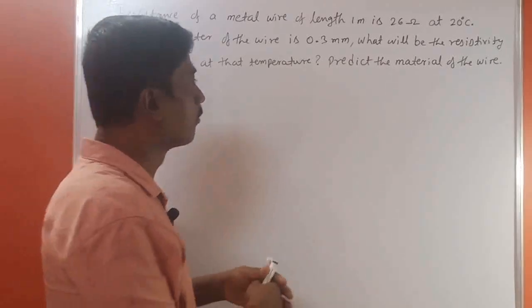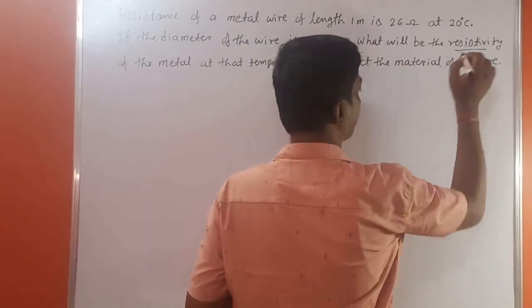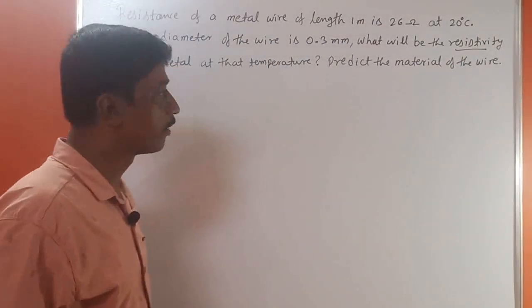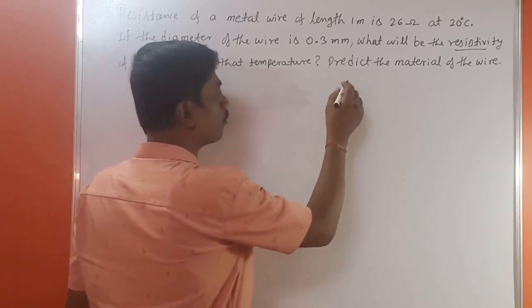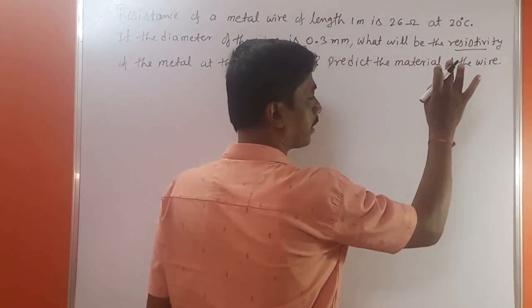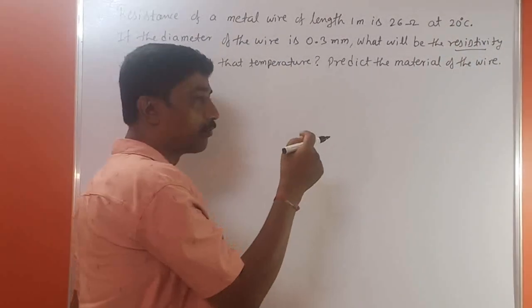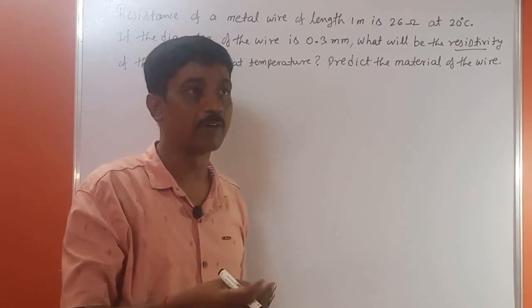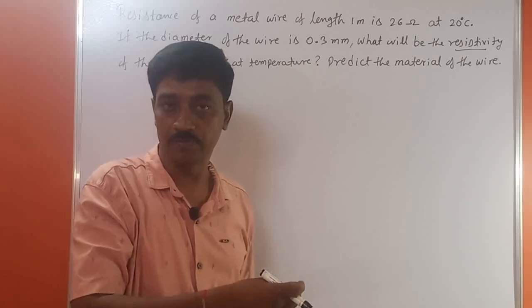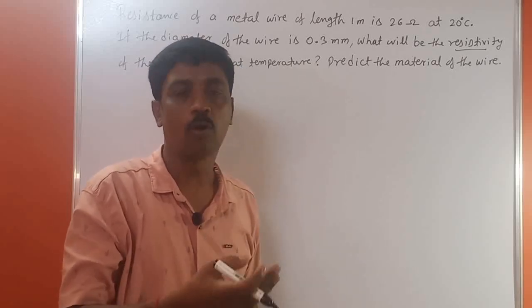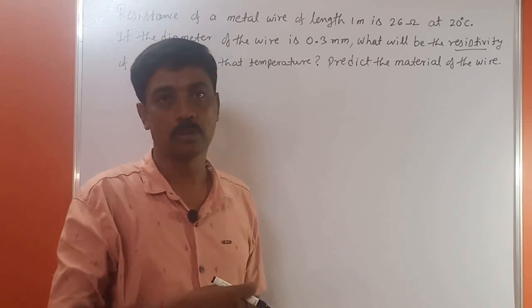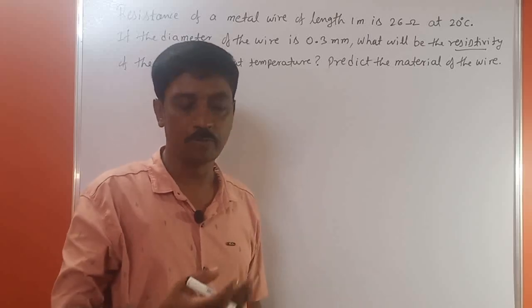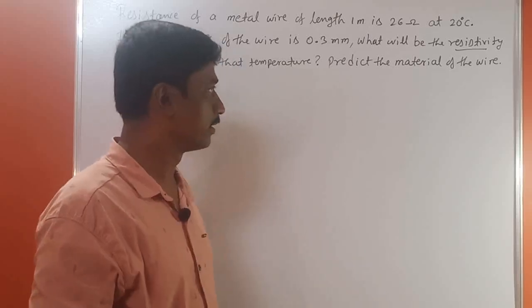So you need to calculate the resistivity of the given wire. All right, and they are also asking you to predict the material of the wire. So after calculating resistivity, you need to predict the material of the wire, like whether it is sodium or potassium or copper or magnesium, aluminum or any other like that.